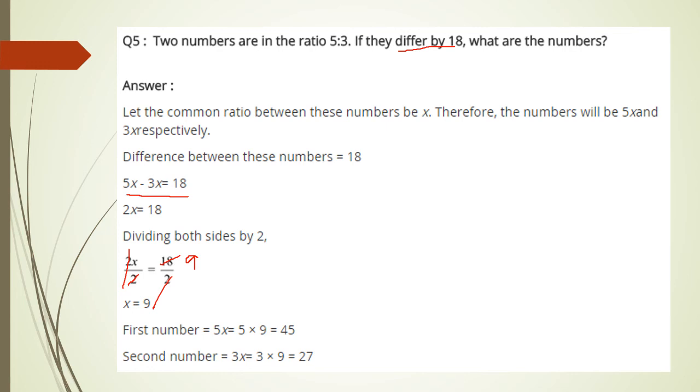So the first number is 5x. 5x means 5 into 9. 5 nines are 45. The second number is 3x. 3 into 9, which is 3 nines are 27. I hope you understood this problem, children. This is the very simple problem among all the problems we discussed in this session.